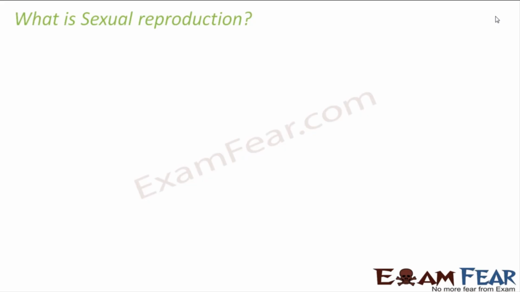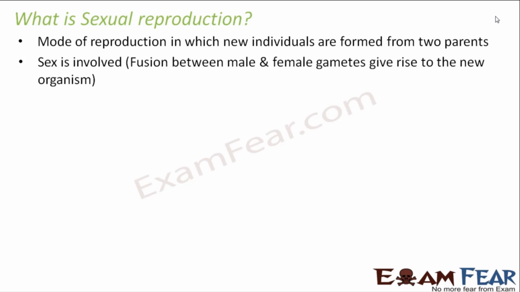Now, let us quickly see what is sexual reproduction. It is the mode of reproduction in which new individuals are formed from two parents. So here we need two parents. From a single parent, it cannot form. So whenever I talk of two parents, I also mean that there has to be sex differentiation. There has to be one male, there has to be one female. Right? So here sex is involved.